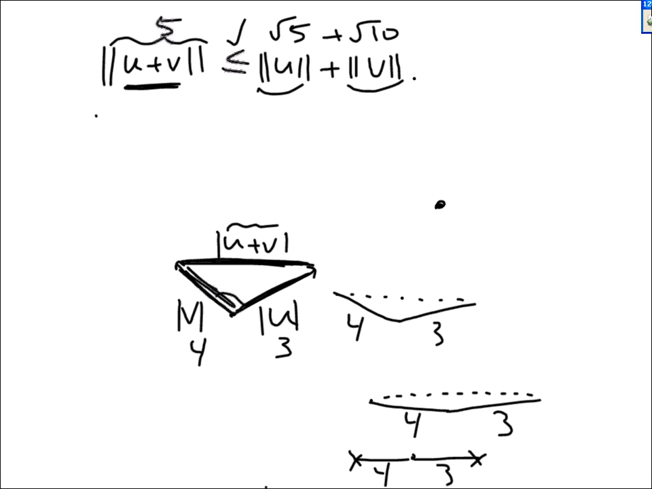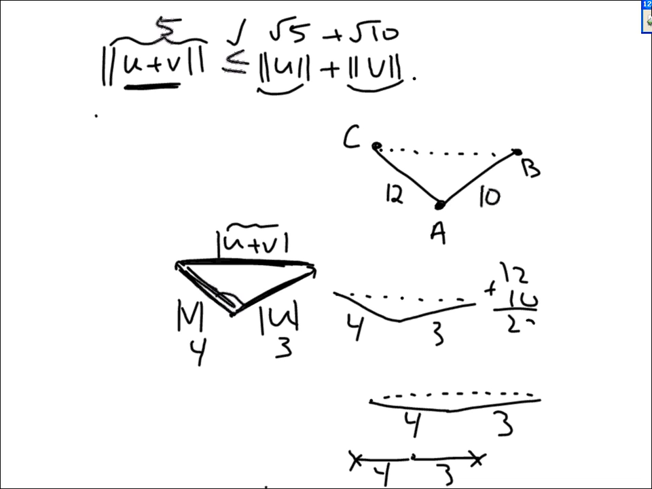What this is telling you, if you live at point A, and you know your friend, person B, lives 10 miles from you, and your friend C lives 12 miles from you, you can say without a doubt in your mind that B and C cannot be more than 22 miles away.